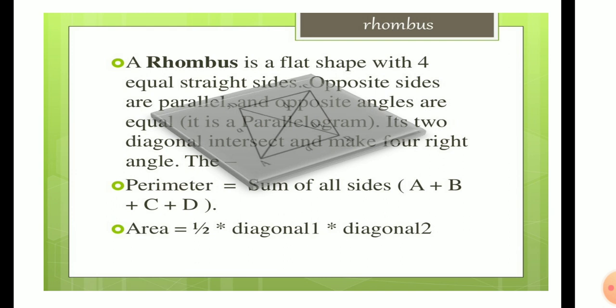Now we have rhombus. Rhombus is also a very important, very special type of quadrilateral. A rhombus is a flat shape with 4 equal straight sides. Opposite sides are parallel and opposite angles are equal. It is a parallelogram. So rhombus is also a parallelogram. Its 2 diagonals intersect and make 4 right angles.